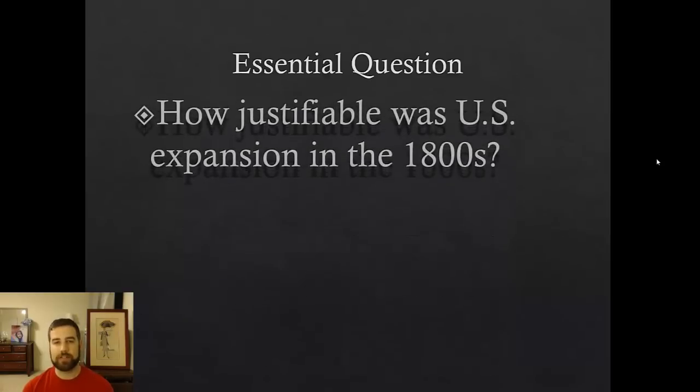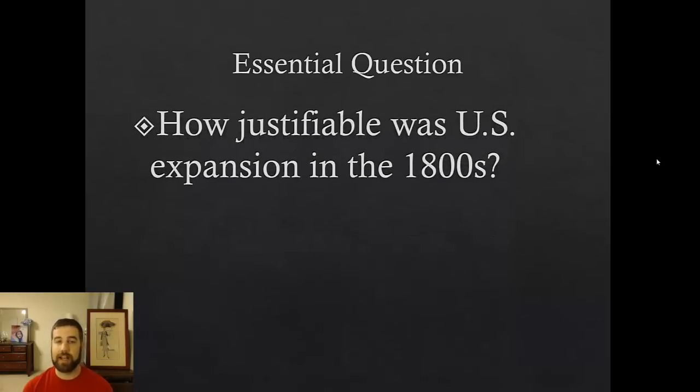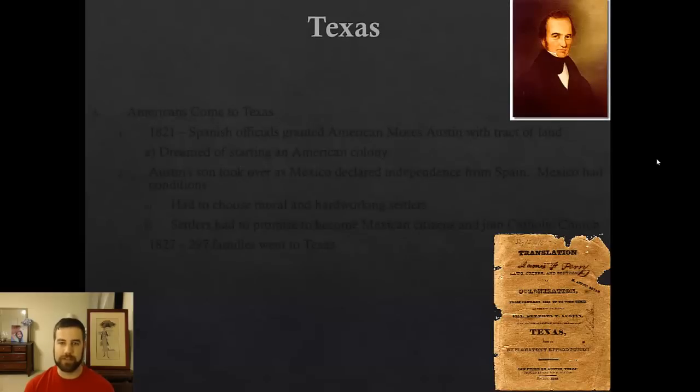So to start off, our essential question that we'll be discussing in class is: how justifiable was the United States expansion in the 1800s? We'll be focusing on how the United States was able to acquire Texas and whether you feel the U.S. did have the correct reasons and means to be able to do that.